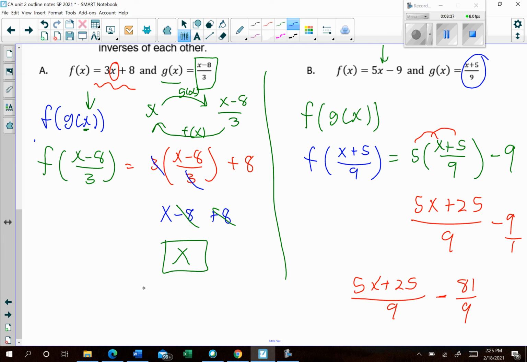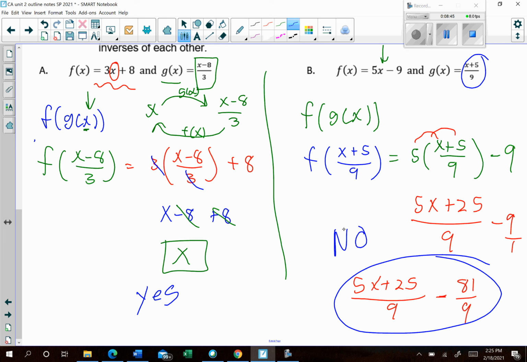So first problem, yes, they were inverses. Second problem, I couldn't simplify it down to x. So the answer is no, they are not inverses of each other.